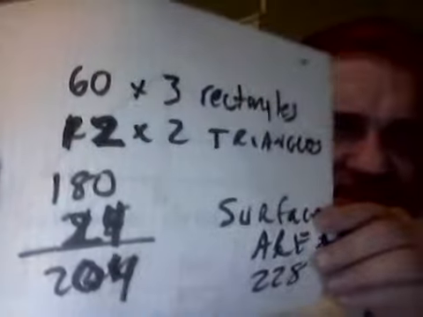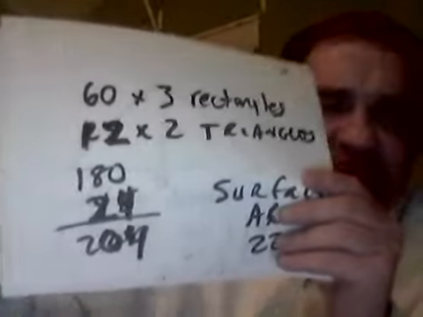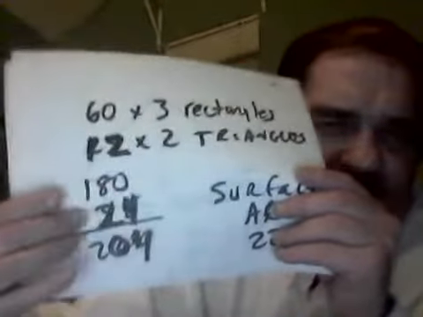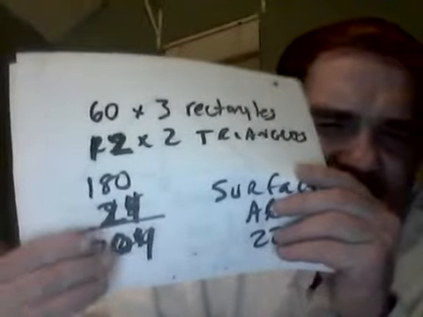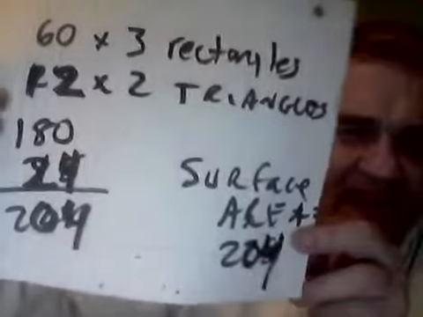Let's try that one more time. Here we go. 60 times 3 is 180. 12 times 2 is 24 because you have 2 triangles. Their areas are 12 each, and 12 times 2 is 24. So you get 180 plus 24, 204. So what is the surface area of that wonderful triangular prism? It's 204. Not bad, eh?